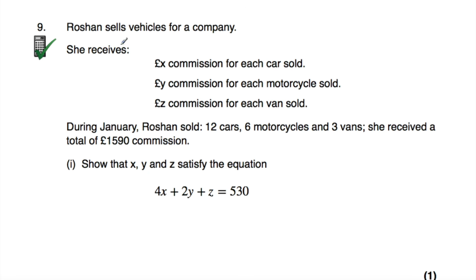So question number 9 says, Roshan sells vehicles for a company, and she receives x pounds commission for each car sold, y pounds commission for each motorcycle sold, and z pounds commission for each van sold. And during January, Roshan sold 12 cars, 6 motorcycles, and 3 vans, and she receives a total commission of £1,590. And we've been asked to show that x, y, and z satisfy this equation. So we've got this equation here: 4x plus 2y plus z equals 530. That doesn't actually look like what we've been given. We had 12 cars and 6 motorcycles and 3 vans, and it was 1,590, but this is only 530.